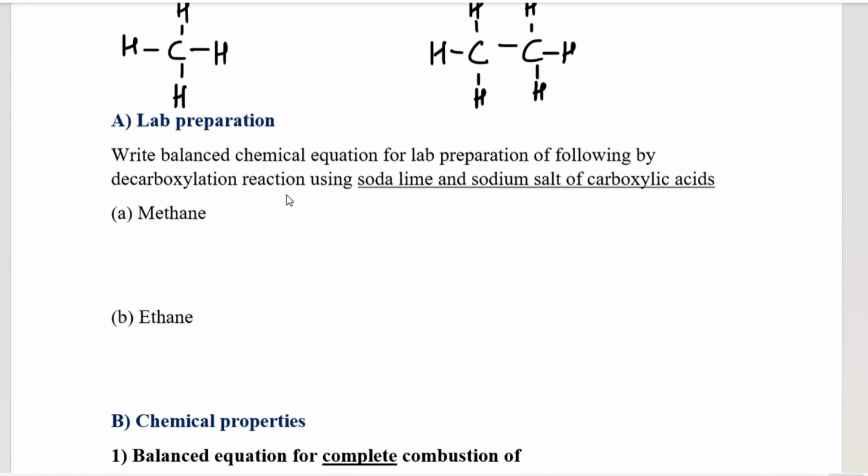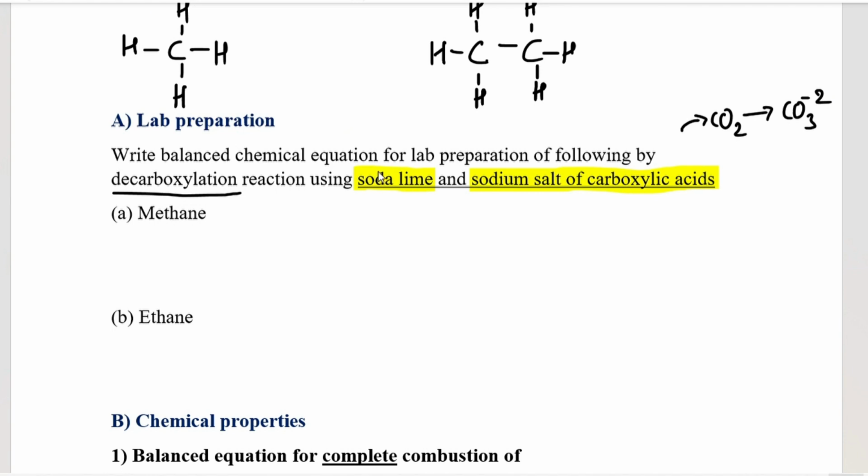Next comes laboratory preparation. Write a balanced chemical equation for the lab preparation of the following by the decarboxylation reaction using soda lime and sodium salt of carboxylic acid. Very important: soda lime and sodium salt of carboxylic acid. This is the only method of preparation for both methane and ethane that we are learning. It's called a decarboxylation reaction because we are removing carbon dioxide in the form of carbonate. Therefore it's called decarboxylation.